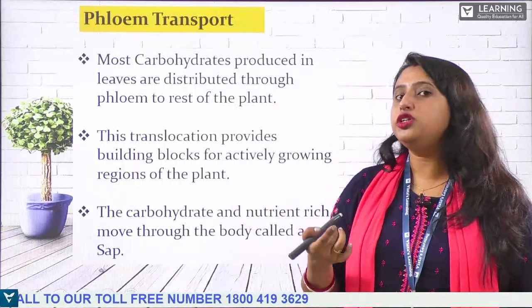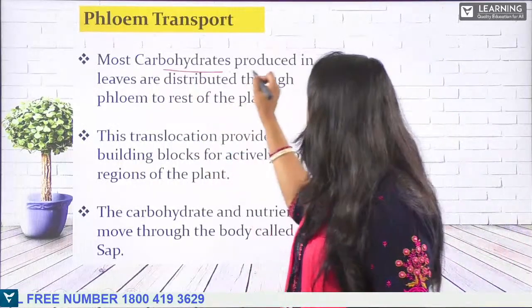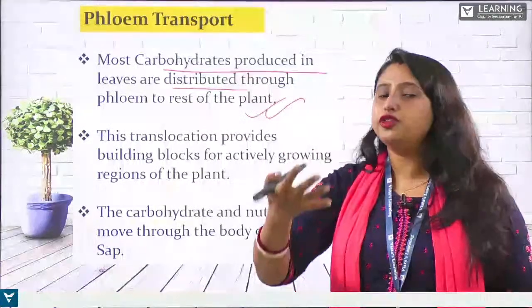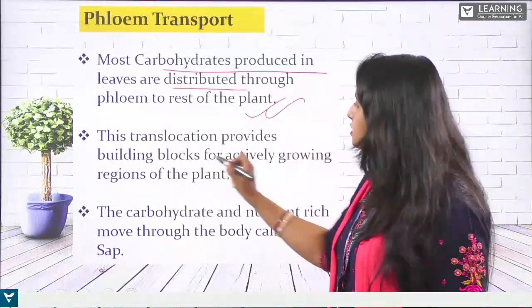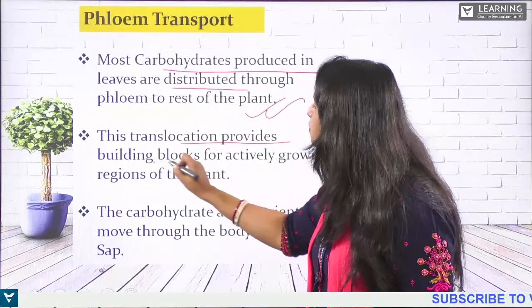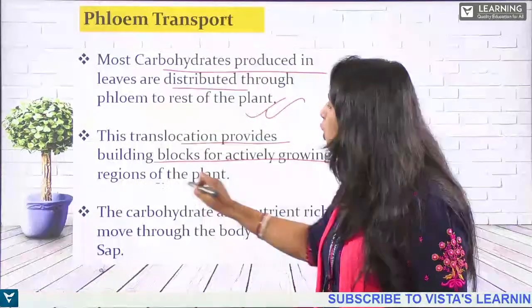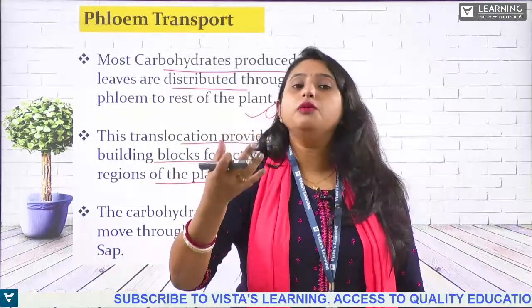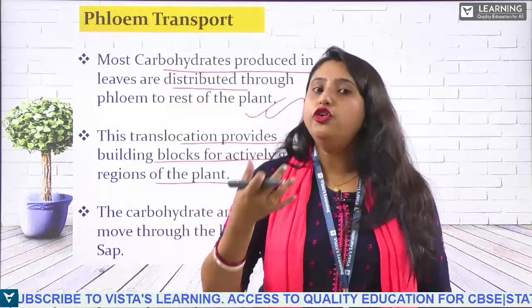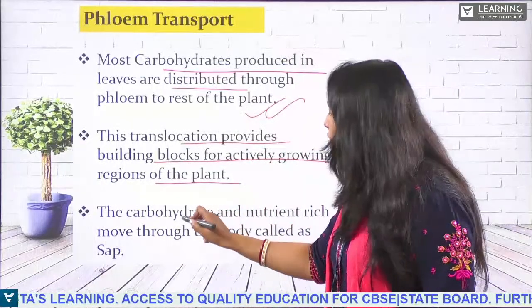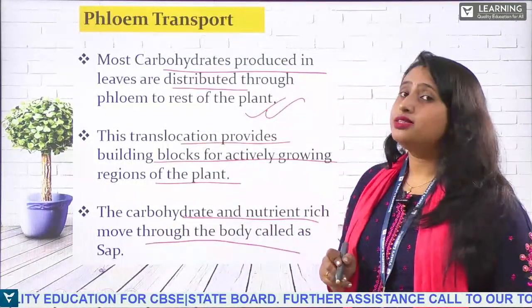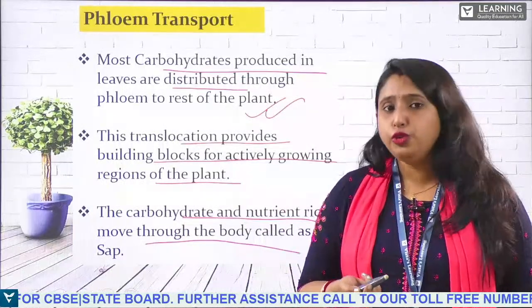What is phloem transport? That is the sucrose and carbohydrates produced in the leaves. They need to be transported from the leaves to different parts of the plant, right? Yes, this translocation provides building blocks for actively growing regions of the plant. So because of this translocation, all the parts of the plant are getting food, isn't it? Yes. And the carbohydrate and nutrient rich fluid moved is called the sap. Okay, sap is nothing but the food.